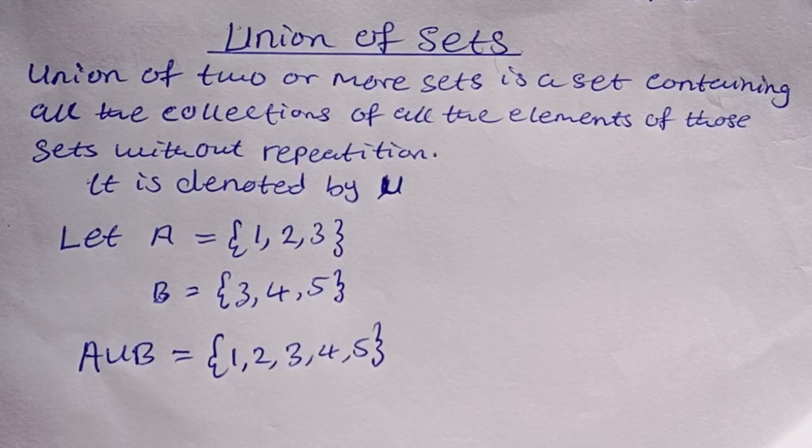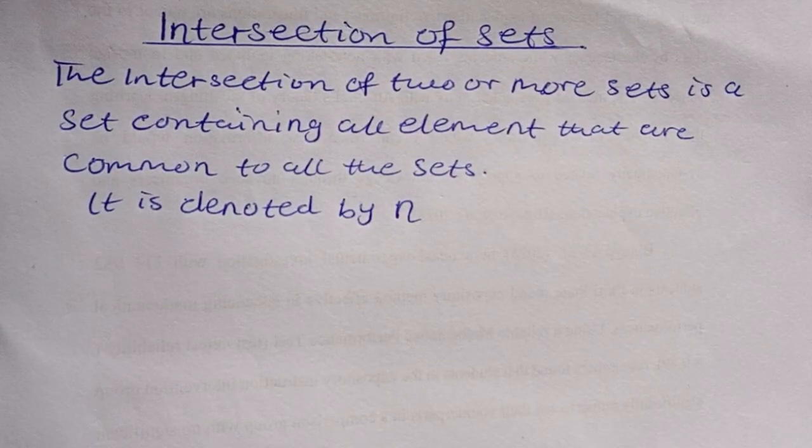Remember, we have the set A as 3 and the set B as 3 also. We only take one 3 for the union. We cannot repeat it. We are not repeating the elements in a union. We only take one and then collect all other elements. Do you understand?